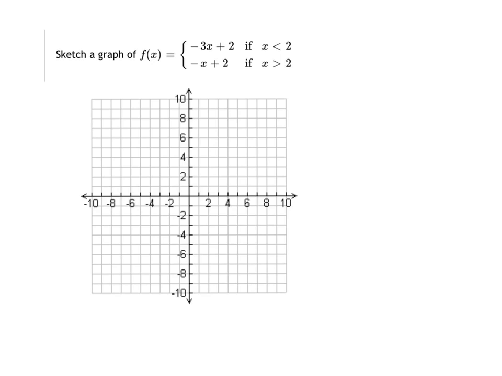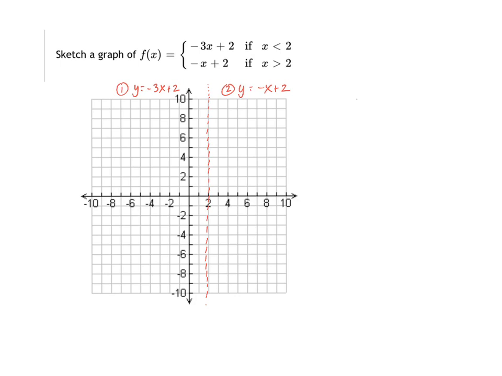less than 2 and x greater than 2, I'm going to draw in a little reminder line here at x equals 2 to remember that on one side of the line we're going to use rule number 1, where y is negative 3x plus 2. On the other side, we're going to use our second rule, y equals negative x plus 2.